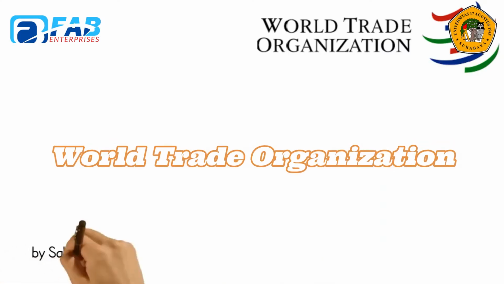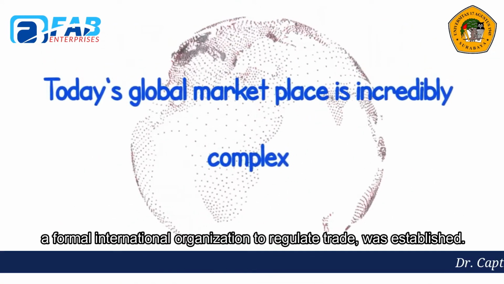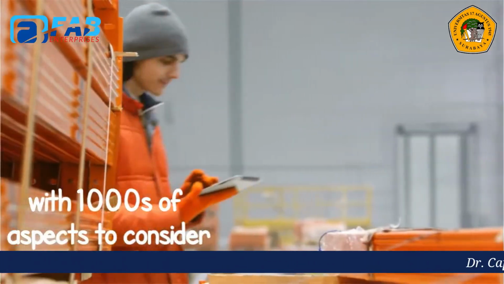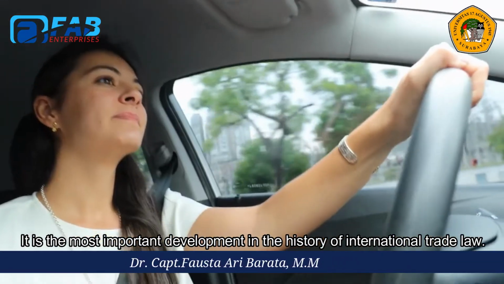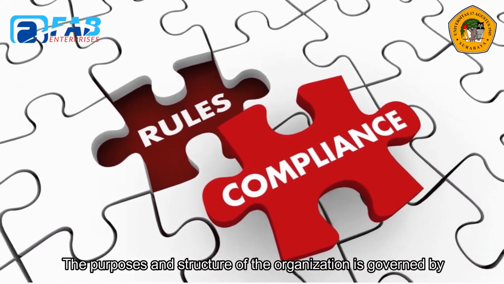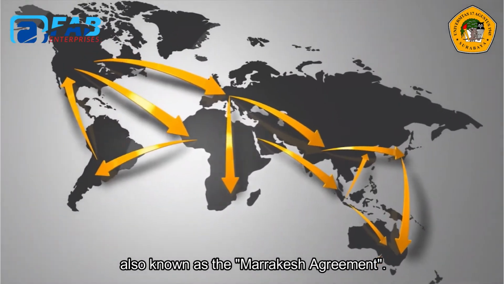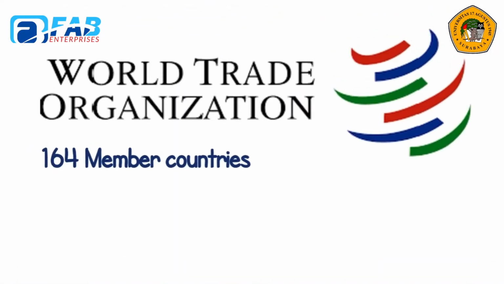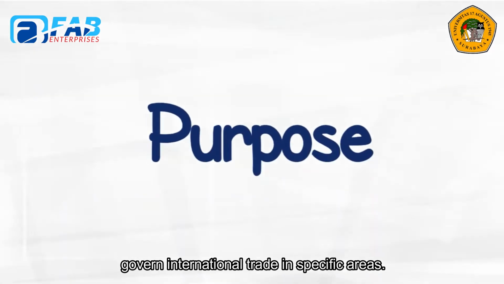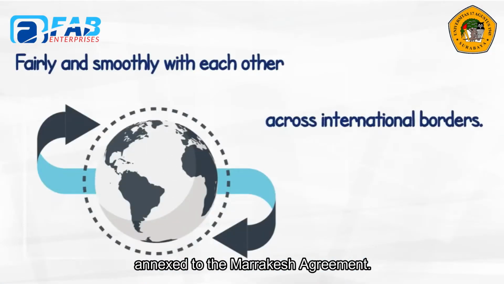World Trade Organization. In 1995, the World Trade Organization, a formal international organization to regulate trade, was established. It is the most important development in the history of international trade law. The purposes and structure of the organization is governed by the agreement establishing the World Trade Organization, also known as the Marrakesh Agreement. It does not specify the actual rules that govern international trade in specific areas. These are found in separate treaties, annexed to the Marrakesh Agreement.